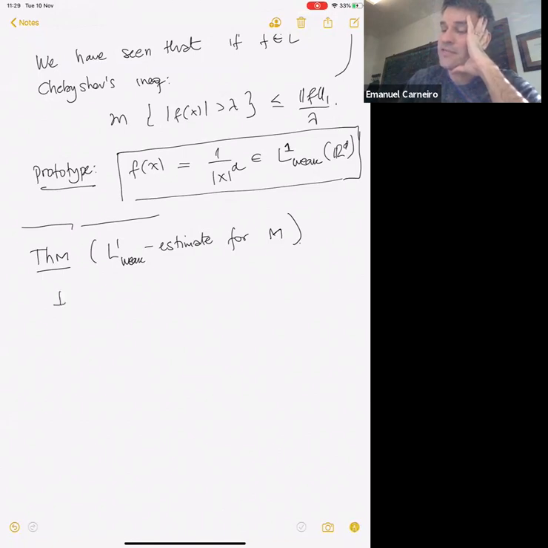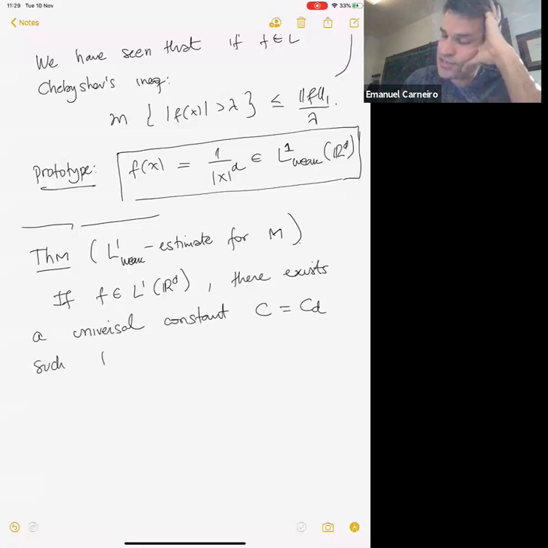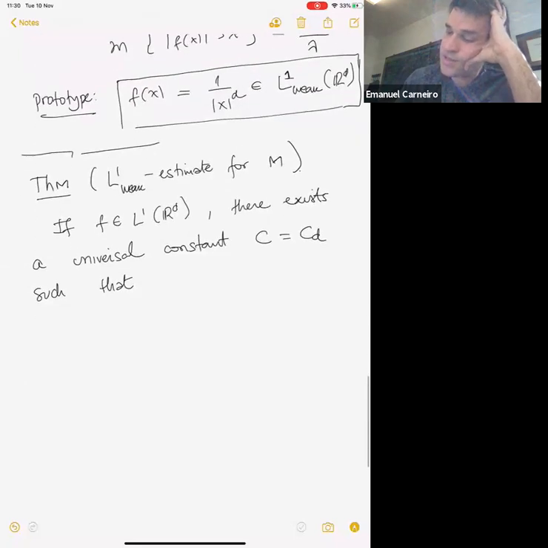Okay, so the L1 weak estimate for the Hardy-Littlewood maximal operator is the following. If f belongs to L1 of R^d, there exists a universal constant C, which may depend on the dimension, C_d, such that the measure of the set where the maximal function is bigger than lambda is less than C times the L1 norm of f over lambda, for all lambda bigger than 0.